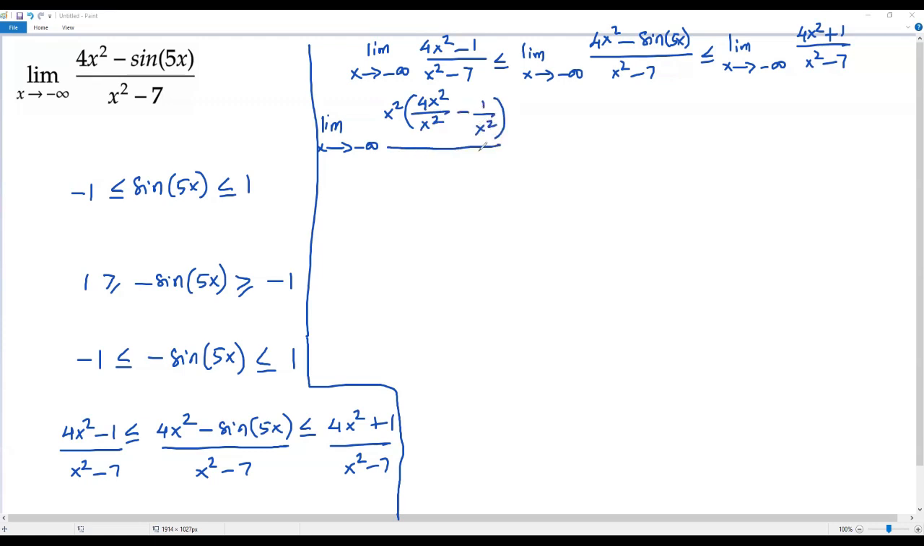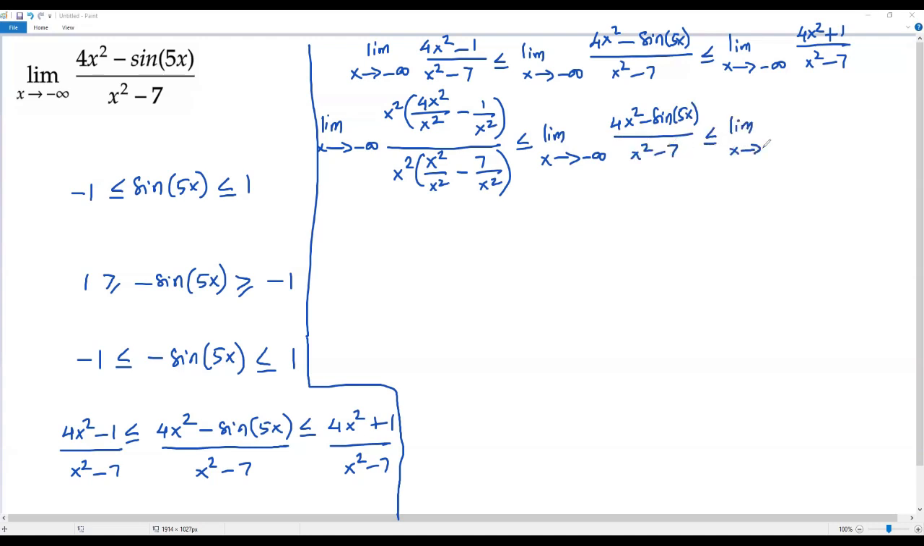And the same thing I have to do in the denominator. That is, I factor x square out. Then in the parentheses, I have to divide the terms of the expression by the one I factor out, that is x square over x square negative 7 over x square. Okay, less than or equal to, I have to write the middle stuff as it is. It is limit x extends to negative infinity of 4x square negative sine of 5x over x square negative 7, less than or equal to, limit x extends to negative infinity.